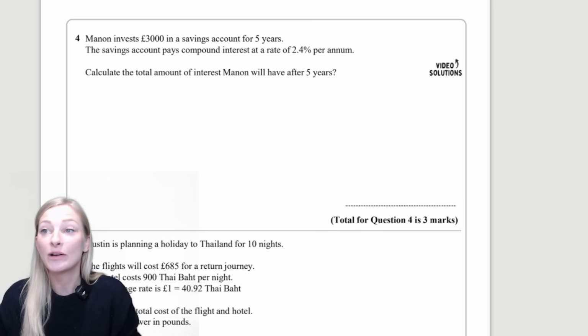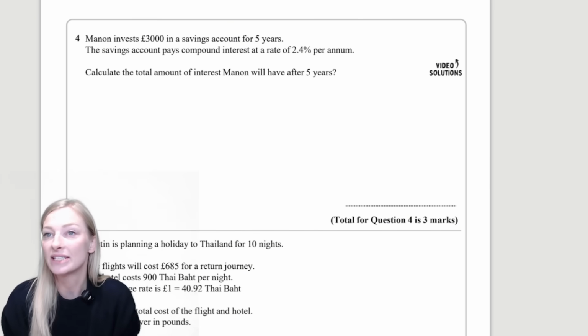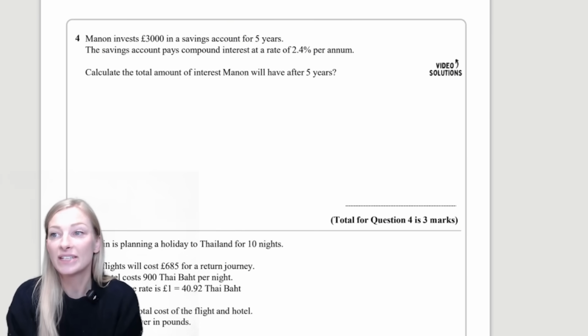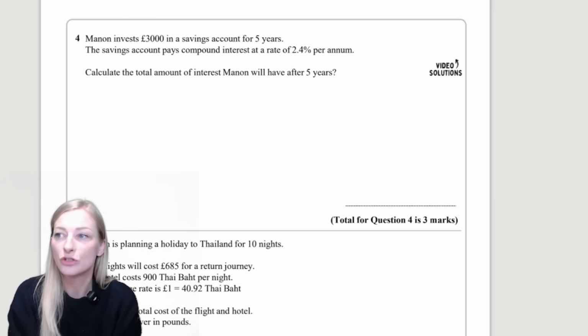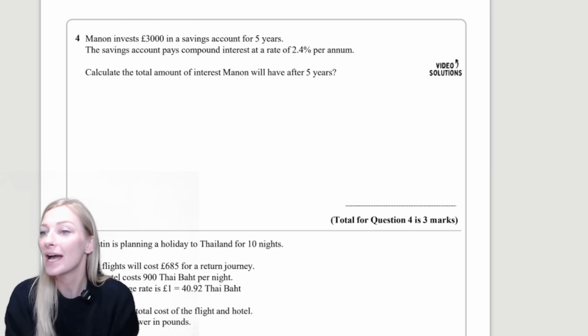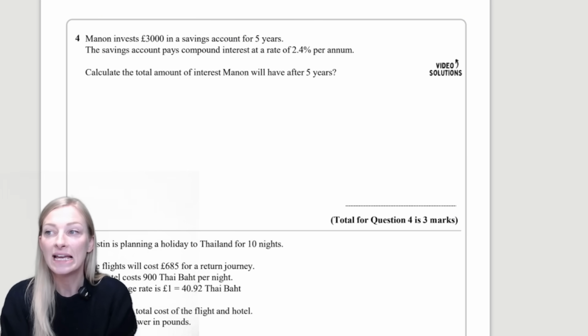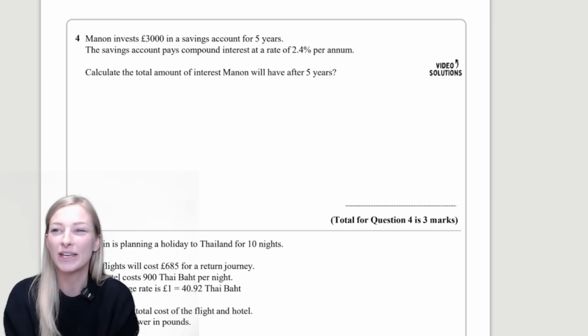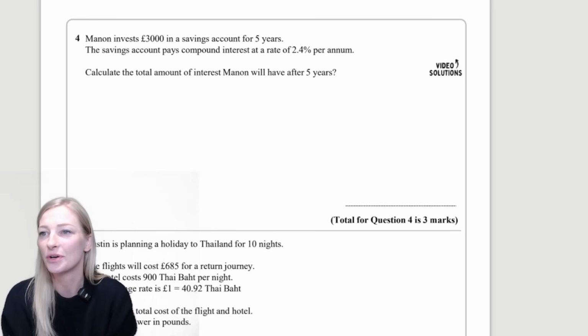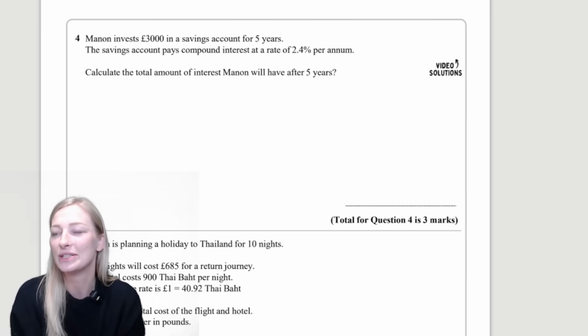Question number 4. Manon invests £3,000 in a savings account for 5 years. The savings account pays compound interest at a rate of 2.4% per annum. Calculate the total amount of interest Manon will have after 5 years. Now, 2.4% per annum is another way of saying per year, but the wording of that sometimes throws you all off, so I thought I'd include that one.